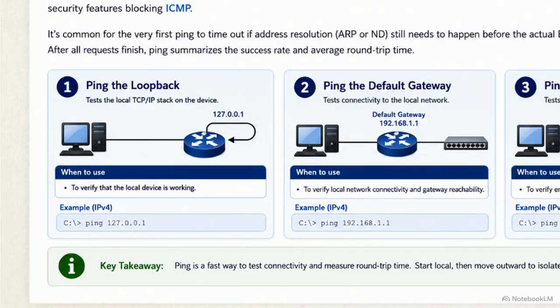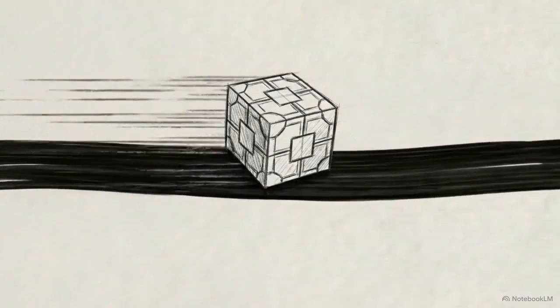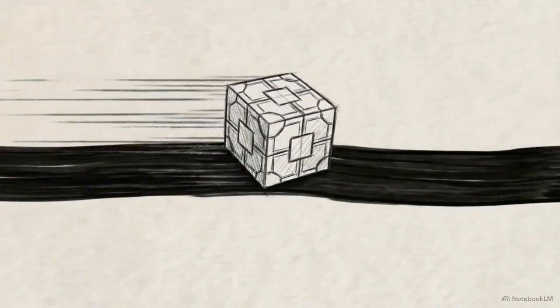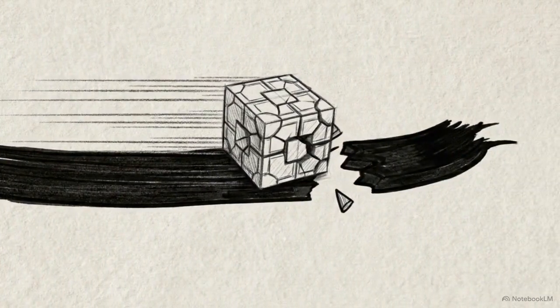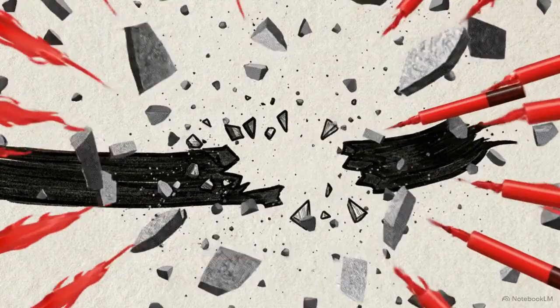Troubleshooting follows a logical outward progression. As shown here, you first ping the loopback to verify the local stack, then the gateway for local connectivity, and finally the remote host to test the entire internetwork. A successful ping confirms a valid path exists. However, its absence only indicates a failure has occurred. It does not pinpoint where the breakdown is located.